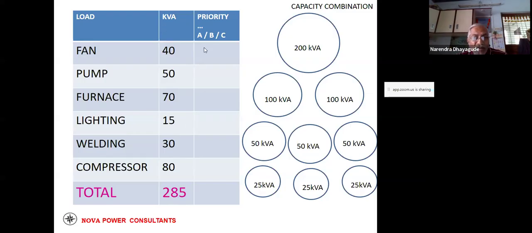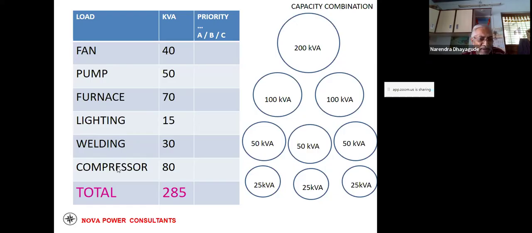So how to select the capacities? We have multiple choices. Either go for 200 kVA, or 100 plus 100 kVA, or 50 into 3, or 25 into 3, plus these combinations. So it depends on our priorities of the running of the equipment, which is dependent upon the process.